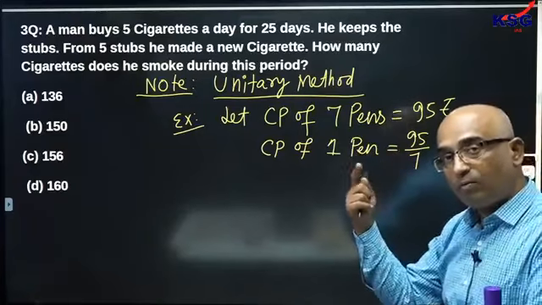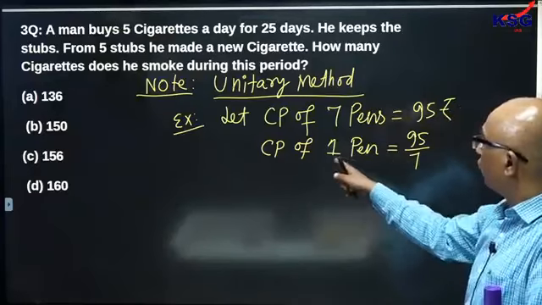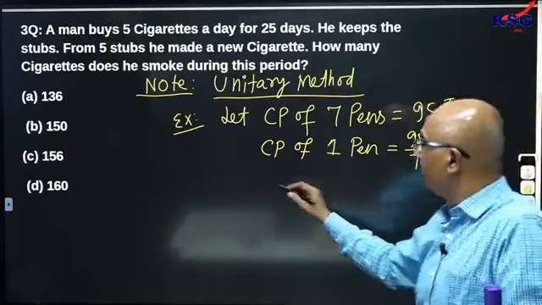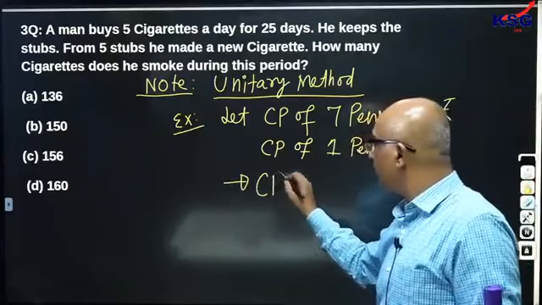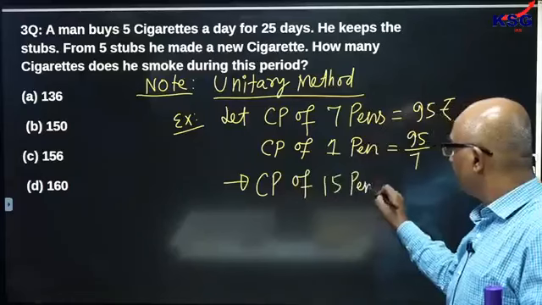In the unitary method, generally for 1 we go for division. Think whether you are looking for a smaller answer; if so, go for division. So the cost price of 1 pen is 95 by 7. And if the question is to find the cost price of 15 pens.